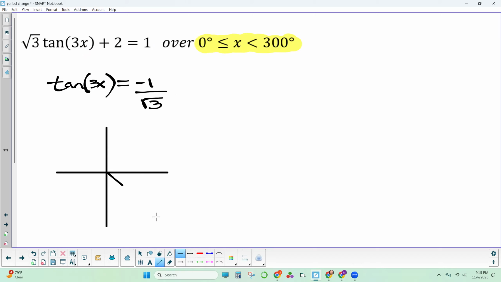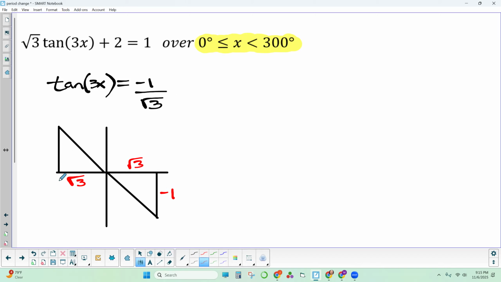So tangent is negative in quadrant 4 as well as quadrant 2. Tangent is y over x. Okay? So as you can see here, our reference angle is 30 degrees. So that and that are the angles I need. And those angles are, let's see, that's 30 degrees. We've got 150.